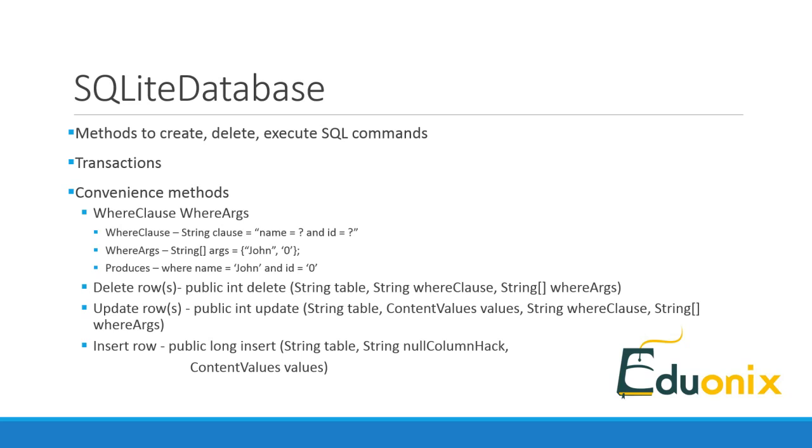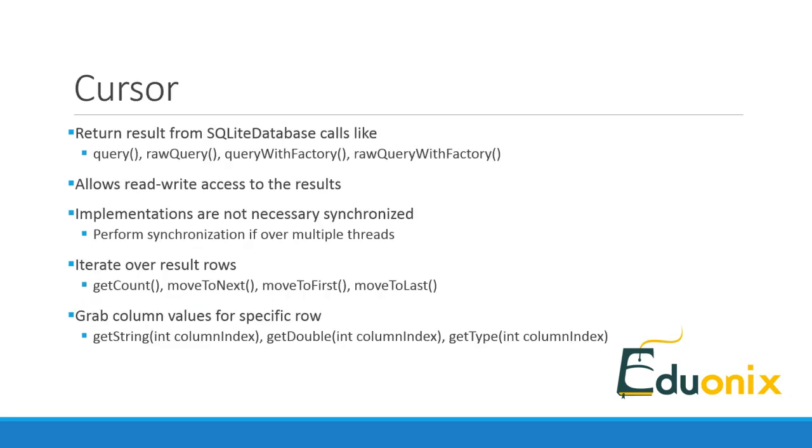After performing certain queries on our database, we may require to access the results. The results from certain SQL database calls like query, rawQuery, queryWithFactory, and rawQueryWithFactory, will be passed back in the form of a Cursor object. The Cursor object allows read-write access to results from database queries.